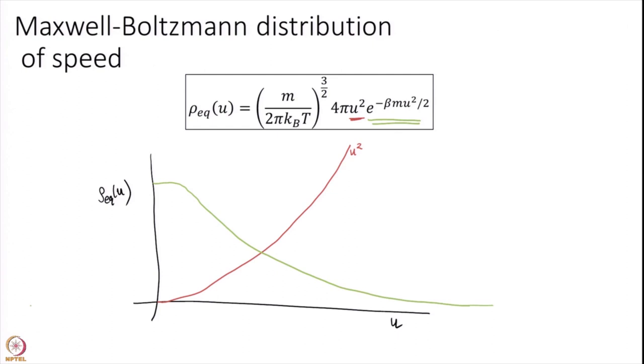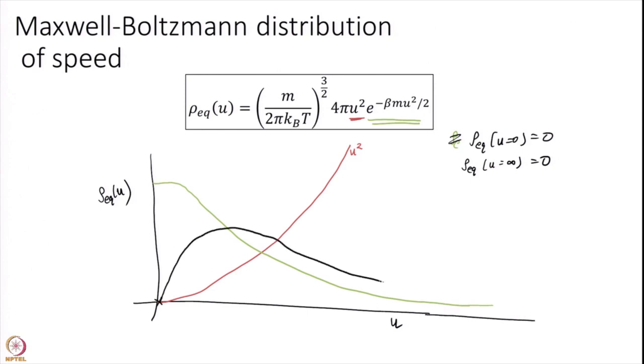So, the point to note is that rho equilibrium, I should change the color, rho equilibrium of u equal to 0 is 0. If I put u equal to 0, this red thing goes to 0, and rho equilibrium of u equal to infinity is also 0 because the green thing goes to 0. So, I start with 0 here and I must end with 0 as well. So, I get a function that increases initially and then over time it decreases and goes to 0. Okay. So, this is the Maxwell Boltzmann distribution.